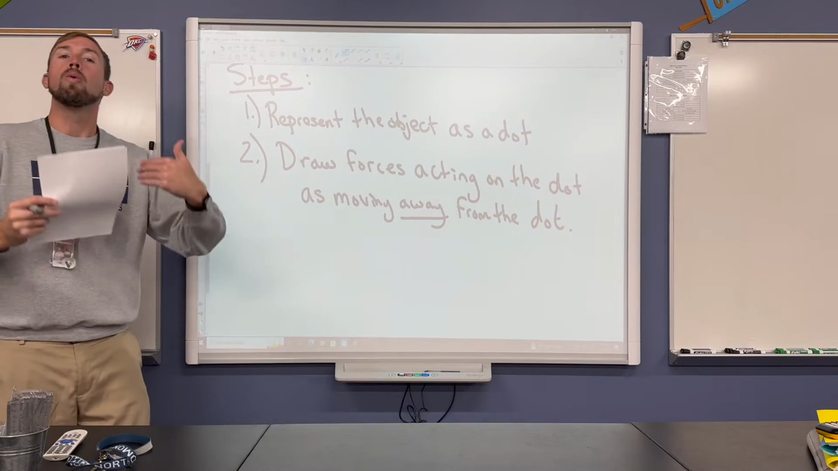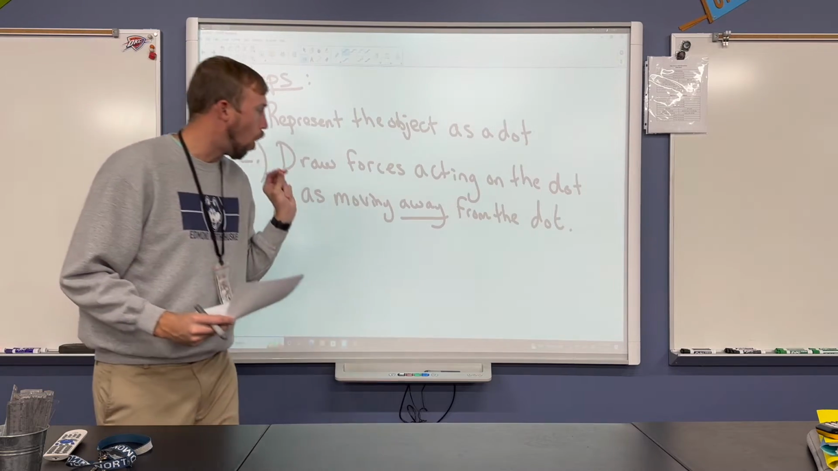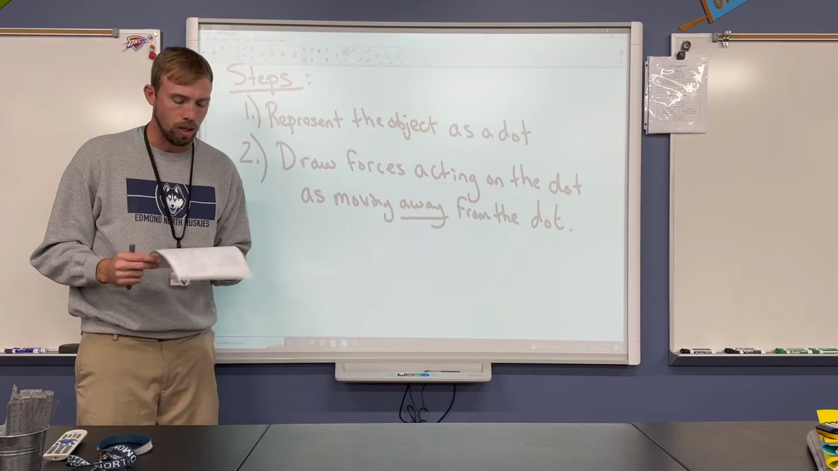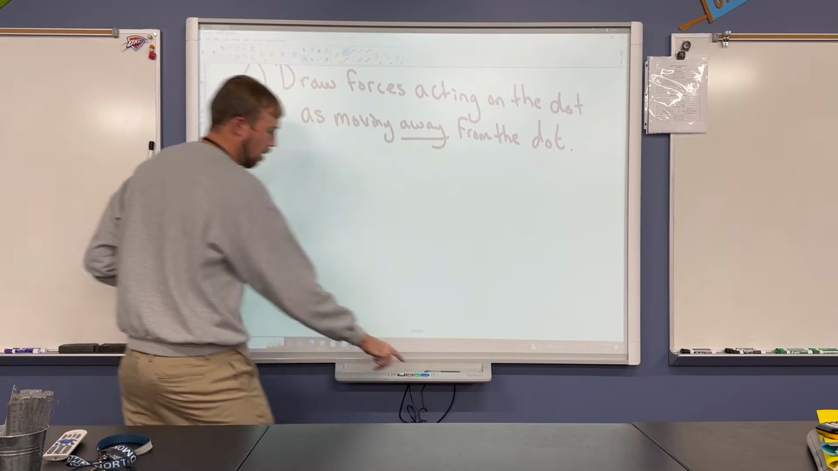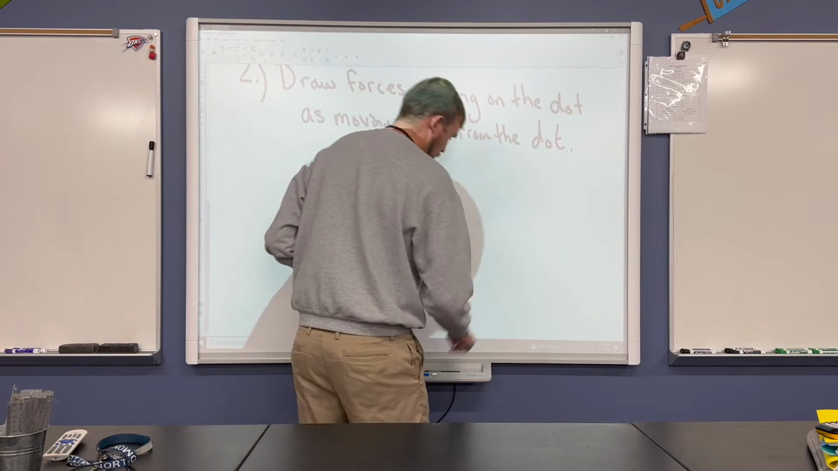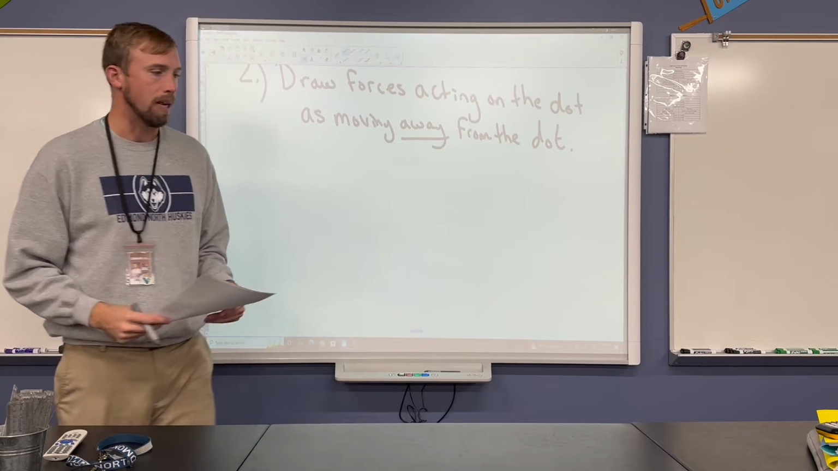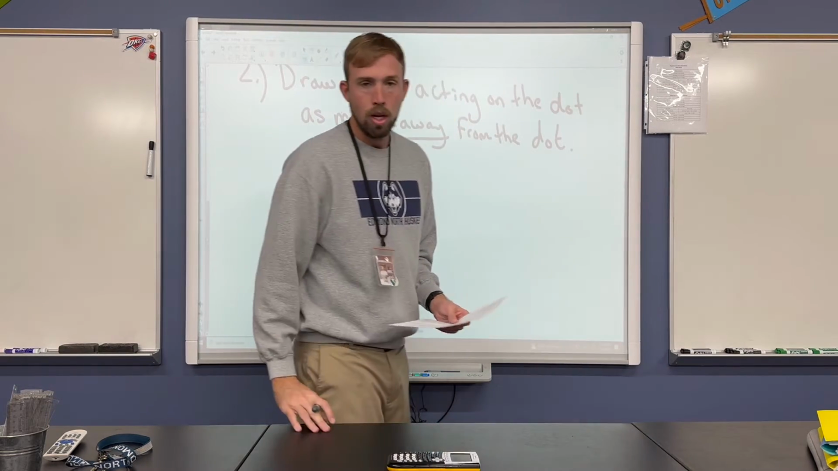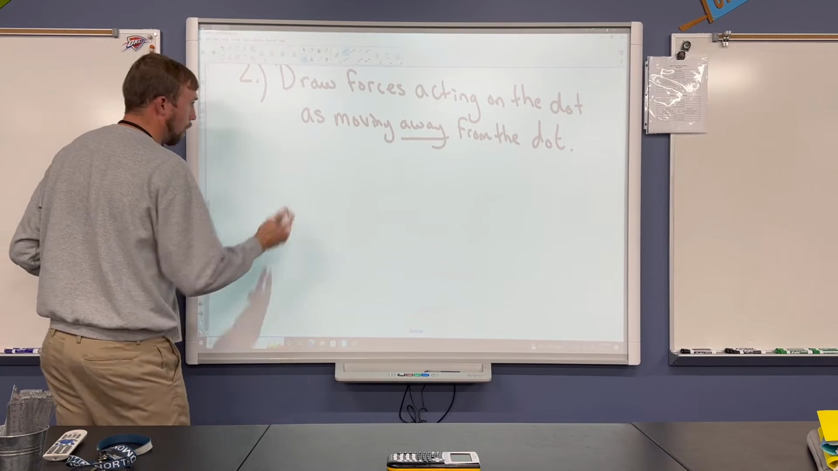What that means is, when we draw our object, we start with the dot, and our arrows for these forces will always go away from the dot. We'll never draw arrows going toward the dot. Here's what we mean by that. Okay? Draw forces acting on the dot is moving away from the dot. Okay, so let's take something that is relatively basic. Okay? Let's take our calculator here. So, what forces would be acting on the calculator? Well, so our example here.